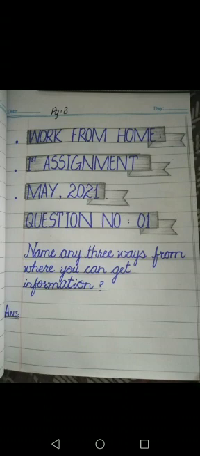So this is just a sample page for you, that your first question is this. So you will do it like I have done it on this page, right? And then after the question, you will give a proper heading. There should be a proper heading for your question as well. For example, for this question, name any 3 ways from where you can get information. You can give the heading of ways of information or means of information, and then you can start your answer that the 3 means of information or ways of information from where we can get information are following, and then you can write any 3 means of the sources of information.